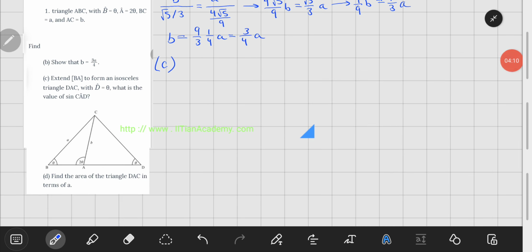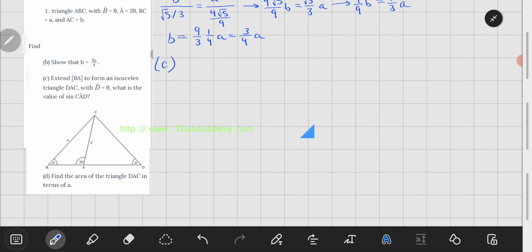Now on to question C. We are given a new triangle, an isosceles triangle. The question states, what if BA was extended to form an isosceles triangle? So now we have an isosceles triangle DAC, with D being theta. What is the value of CAD, which is the angle opposing a, or opposing 2 theta?